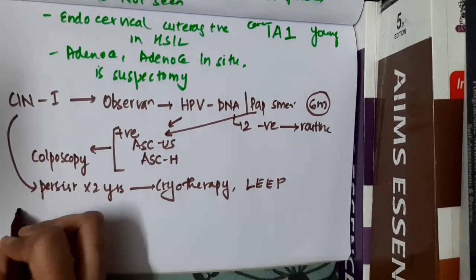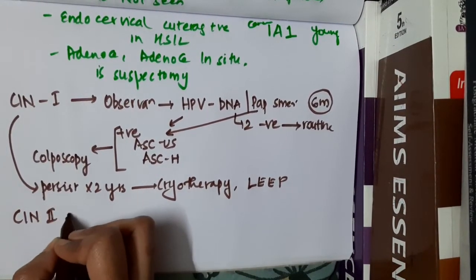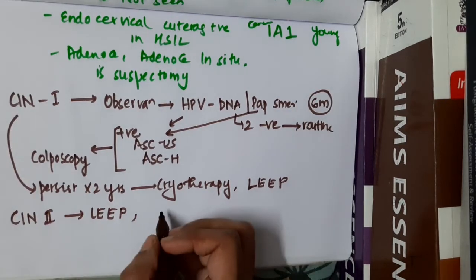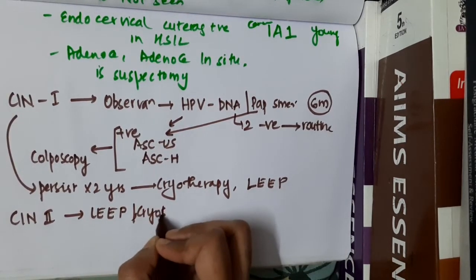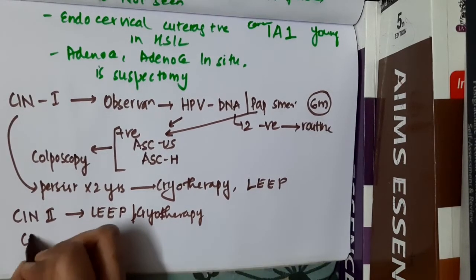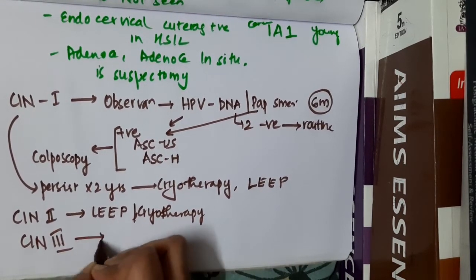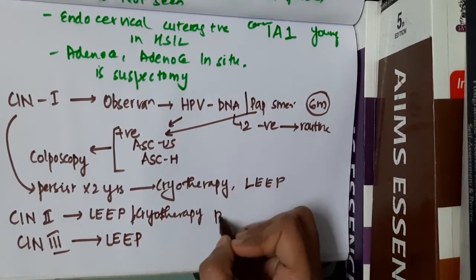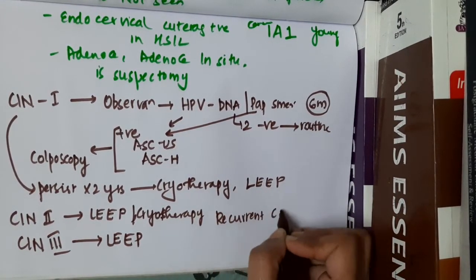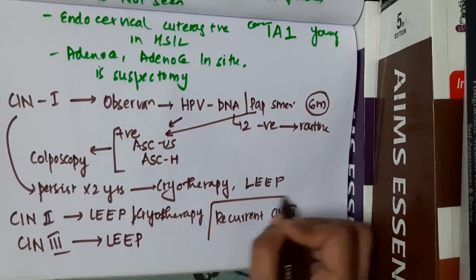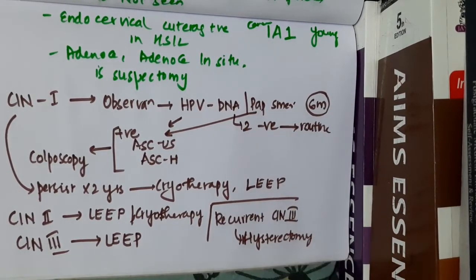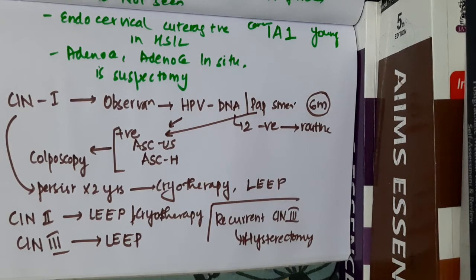Then, if there is cervical intraepithelial neoplasia type 2, you can do either a loop electroexcision procedure or cryotherapy. If there is cervical intraepithelial neoplasia type 3, then you can use the loop electroexcision procedure. If there is recurrent cervical intraepithelial neoplasia type 3, then a hysterectomy should be done. So these are the treatment options available for cervical intraepithelial neoplasia type 1, 2 and 3.